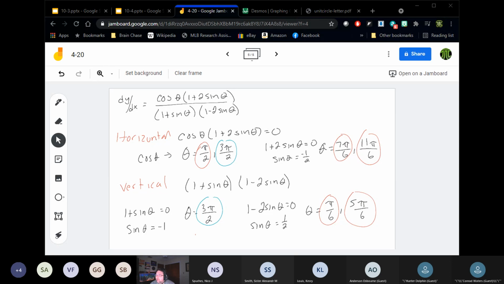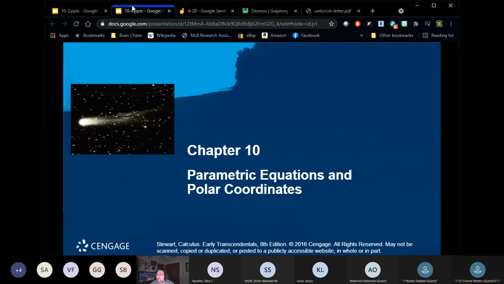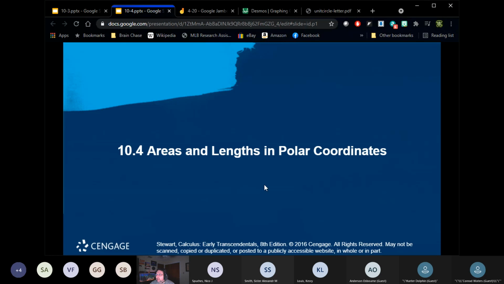All right, so that's how we find the tangents of the graph. As you can tell, it's a little more complicated than the parametric equation to find it because there's other stuff there, because we're dealing with the trig functions. All right, next up: areas and arc lengths.